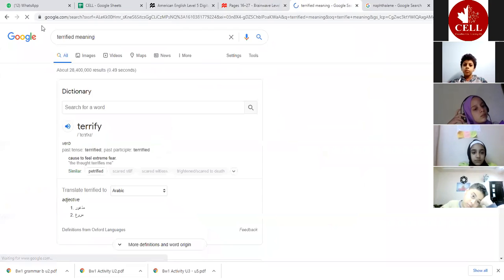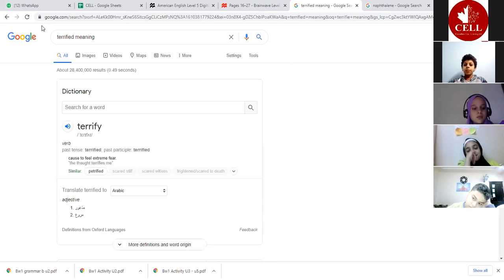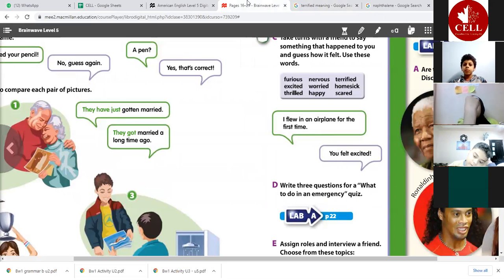Terrified means to cause to feel extreme fear. Terrified means extreme fear, or extremely scared. You're like, I'm terrified. I'm so scared, I'm dying of fear. Terrified means extreme fear, when you're extremely scared.